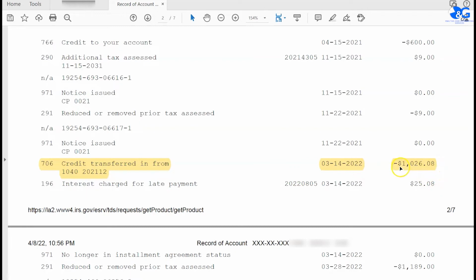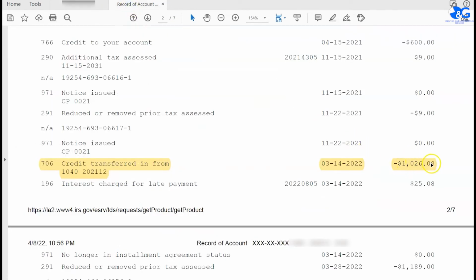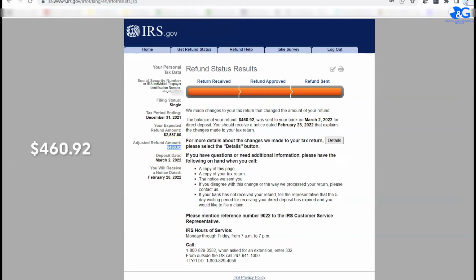So when you add the numbers together, you're going to add this plus the stimulus, the recovery rebate credit that was incorrectly claimed. 1400 plus that, plus this. And then you're going to back it out from the 2887. And then the difference gives you 460.92. This is what the taxpayer is entitled to. One of the problems that people are having this year for tax year 2021 is the fact that most of them think that they did not receive the stimulus check. But we go into the record and we realize they did receive it.